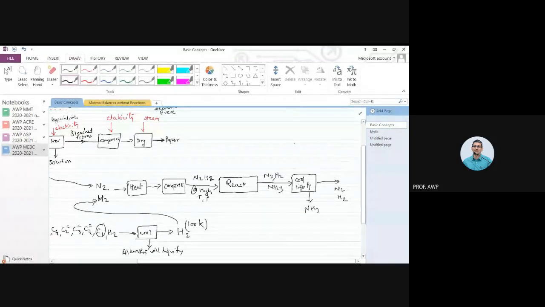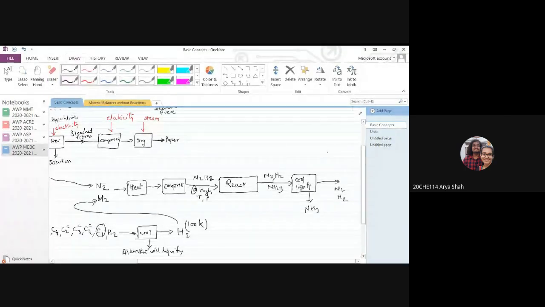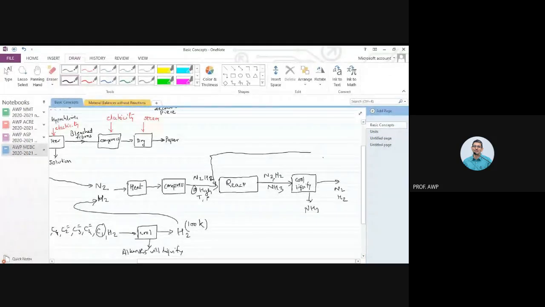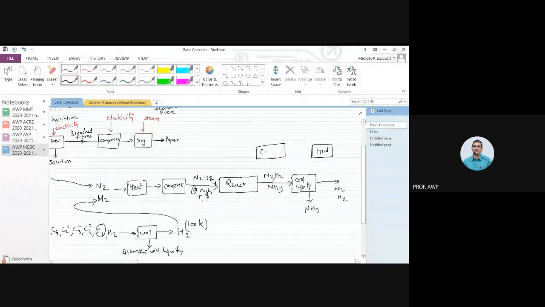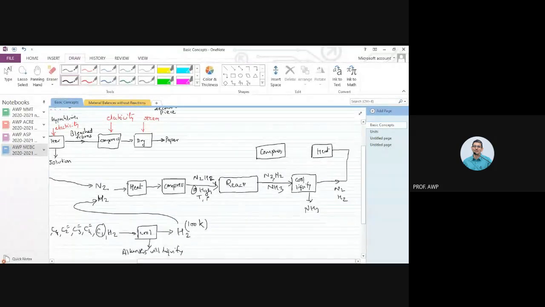Can they be sent back to the reactor just like that? No, first they need to be heated and compressed again. They may have to be heated because you have cooled them, isn't it? You have cooled them to liquefy the ammonia. So here also I will need to heat, and here also I will need to compress, isn't it?